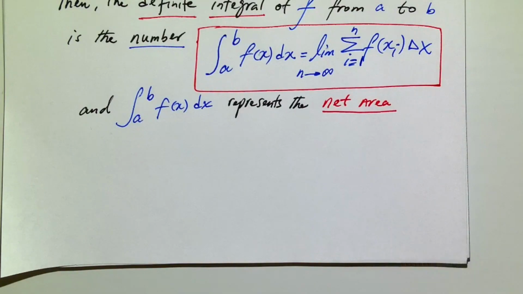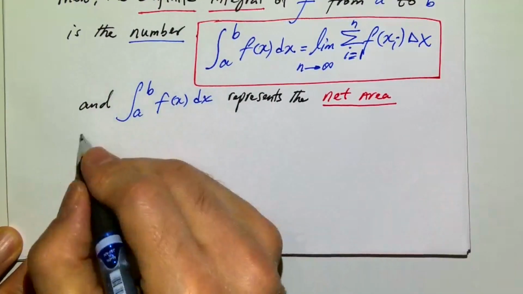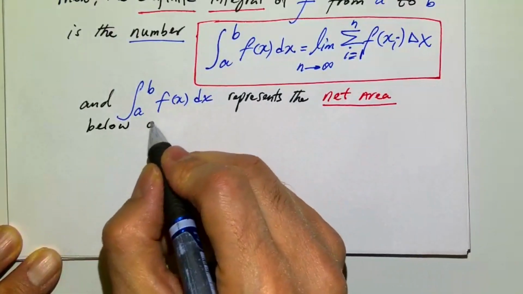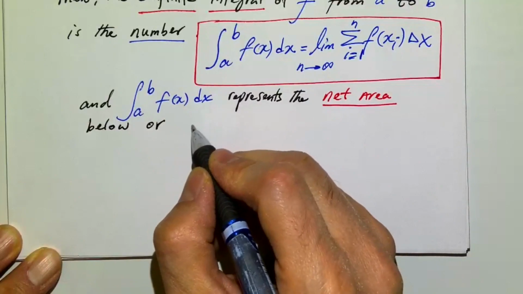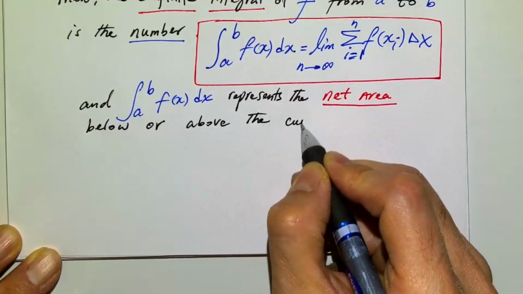And the net area is those two regions added together, whatever value or number we get after we add the negative area plus the positive area. Okay, so it represents the net area. And I'll just write what I said: below or above the curve.